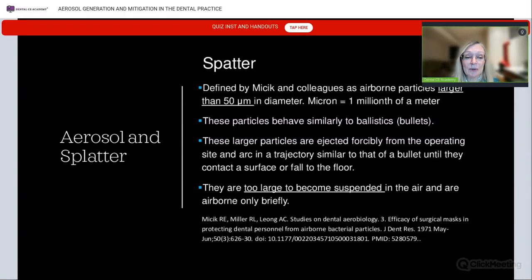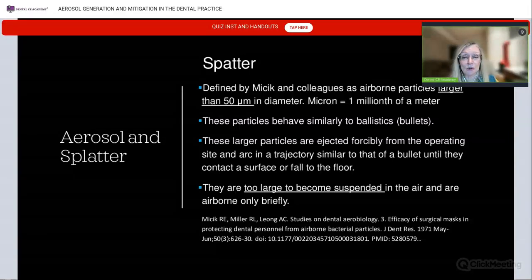All right, so spatter here. Spatter is defined by Micik and colleagues as the large particles, larger than 50 microns in diameter. If you think of a micron, that is 1/1,000,000th of a meter. And these particles, again, behave similarly to ballistics, to bullets. So if you have these particles in an enclosed space, again, they're going to bounce around and finally come down to earth. They're ejected forcibly from the patient's oral cavity, usually, and they arc in a trajectory similar to that of a bullet until they come into contact with a surface or gravity brings them back down. They are too large to become suspended in the air, so they're airborne only briefly.